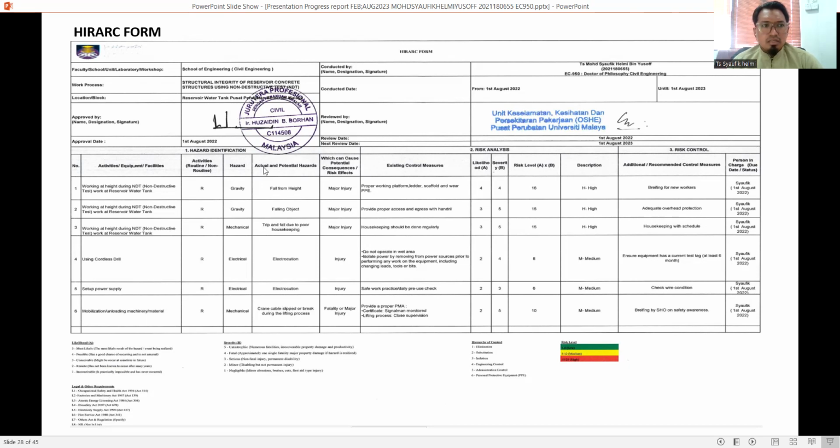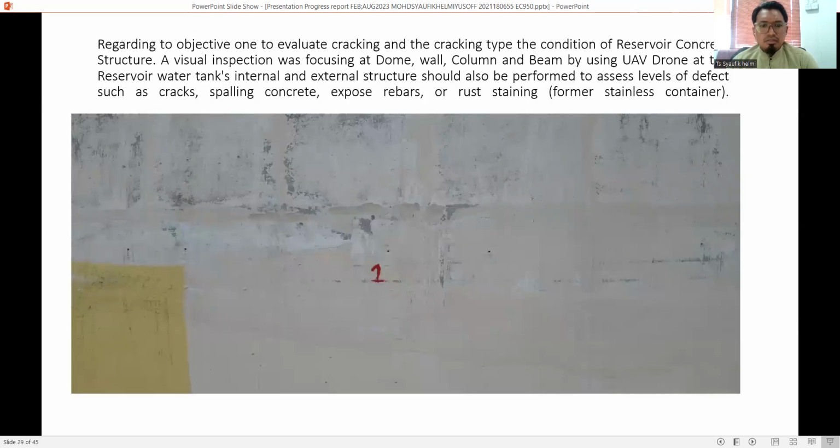We have used the IRAC form, approved by Ir. Uzaidin and reviewed by OSHI PPM. So before we go up to the high-rise, we must submit this form to OSHI and Jabatan Kejuruteraan. So this is our part of marking locations at the wall side.